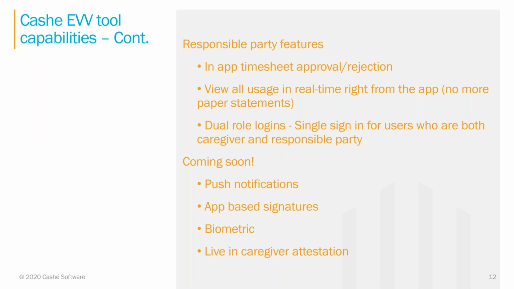Live-in caregiver attestation. We touched on this earlier, but with the live-in caregivers being exempt from the EVV process, you'll want to ensure that they actually live with the person receiving services. You will be able to capture the caregiver attestation right from the app, no additional paperwork required. And IVR. As an alternative to the EVV app, IVR, or the telephone landline clock-in, will be available soon.